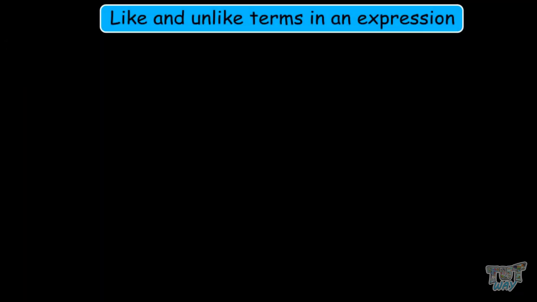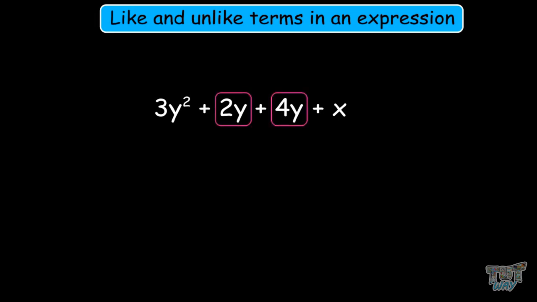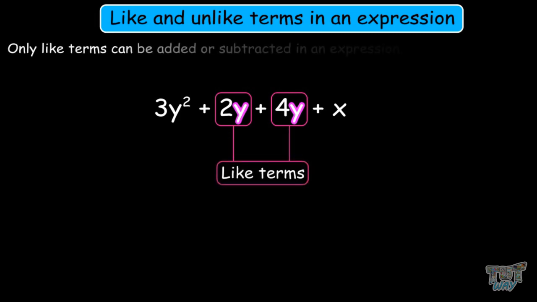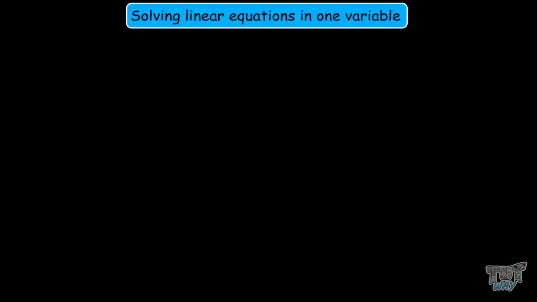Now, what are like terms and unlike terms in an expression? 3y squared plus 2y plus 4y plus x. Here, the terms 2y and 4y have the same algebraic factor, y. So these are like terms, and only like terms can be added or subtracted in an expression. Now let's have some examples of solving linear equations with one variable.